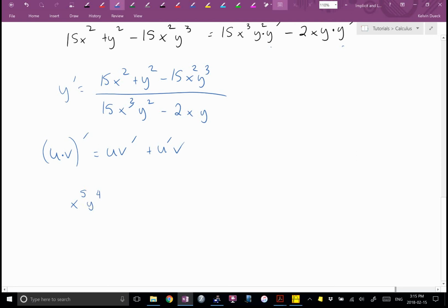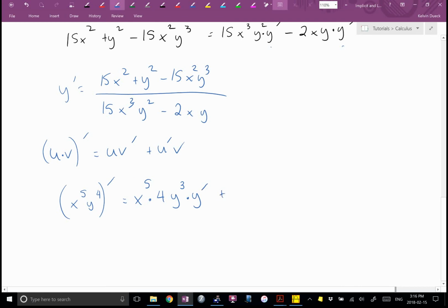That's a product. What's the first function? X to the fifth. What's the second function? Y to the fourth. So if I want to take the derivative of that, it would be rewrite the first function, derivative of the second function. So there's going to be a 4 moving to the front. The y we rewrite, subtract 1 from the exponent. And because it's a y, we would also say times the derivative of what's inside, because it's the chain rule.